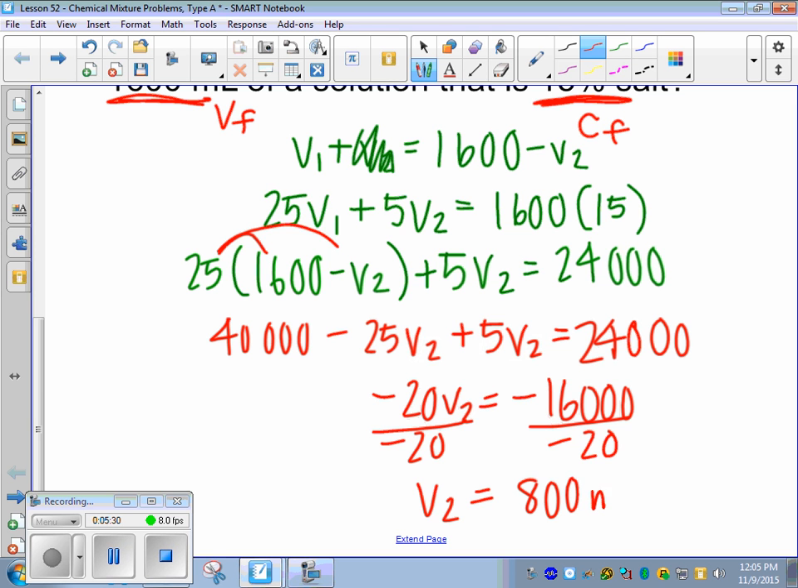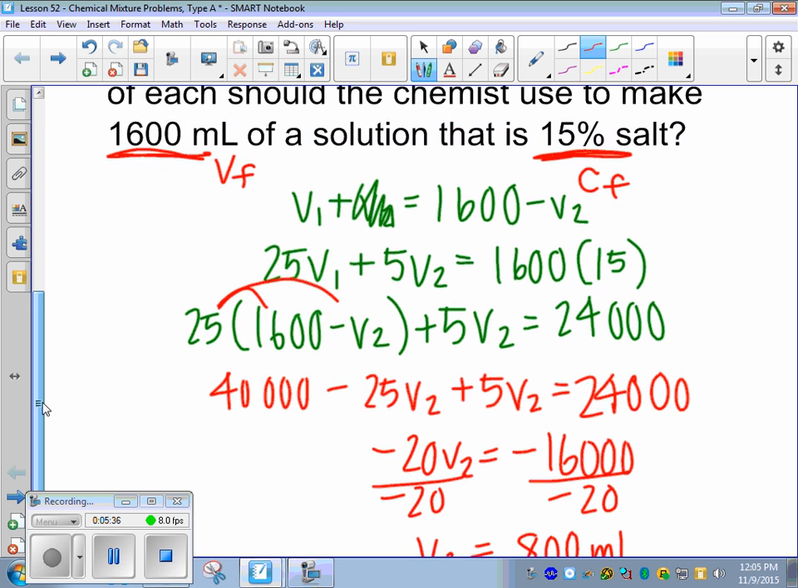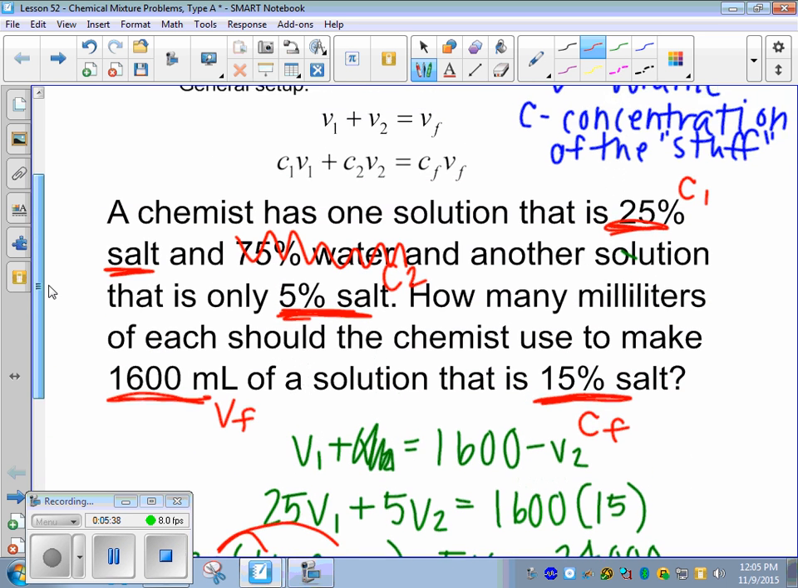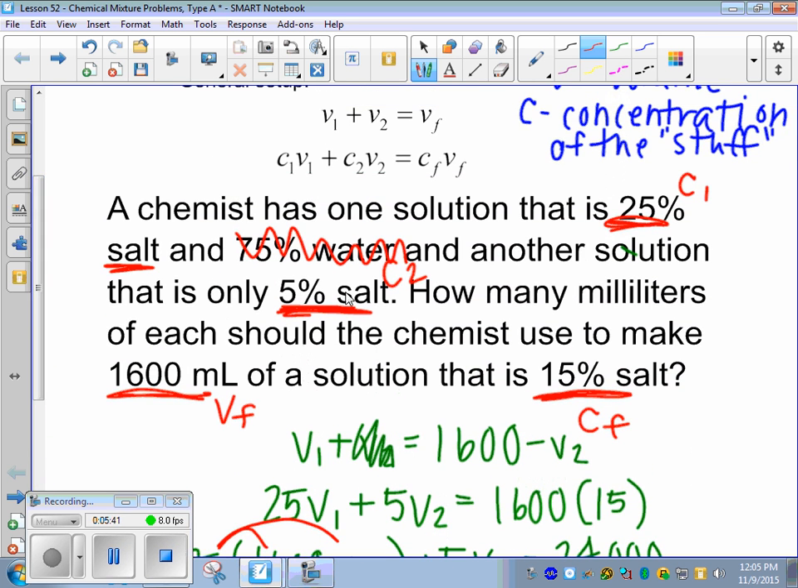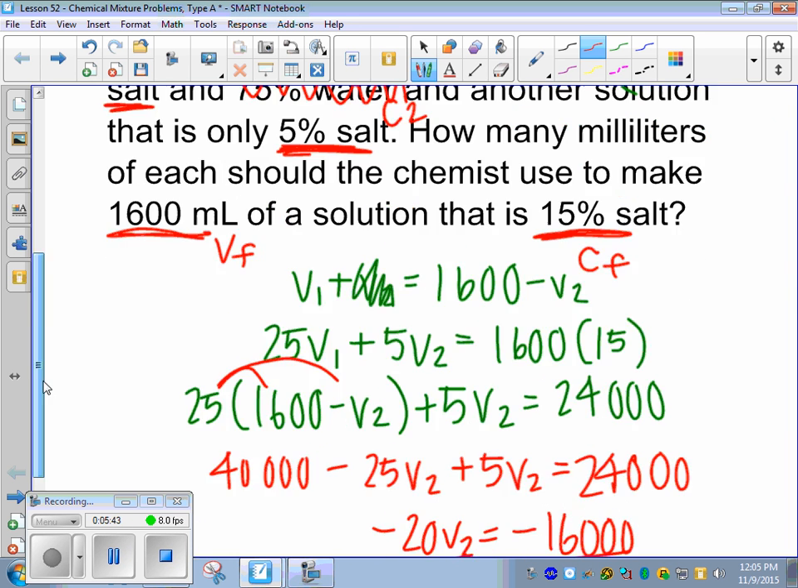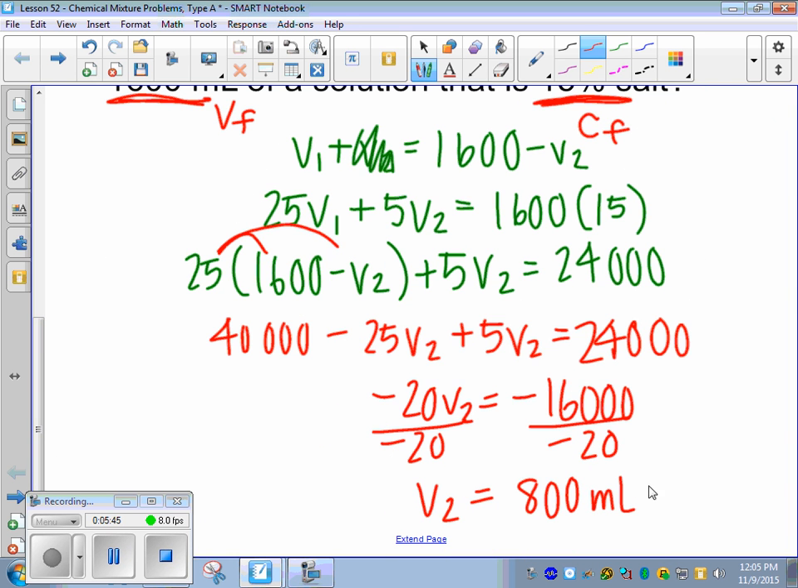We definitely need milliliters, but we also have to say which solution we have for V2. So we're going to go back to where we were labeling. C2 was 5%, C2 and V2 match up. So this is 5% salt solution. So for this one, just the milliliters doesn't cut it. We have to say which solution we have for each answer.